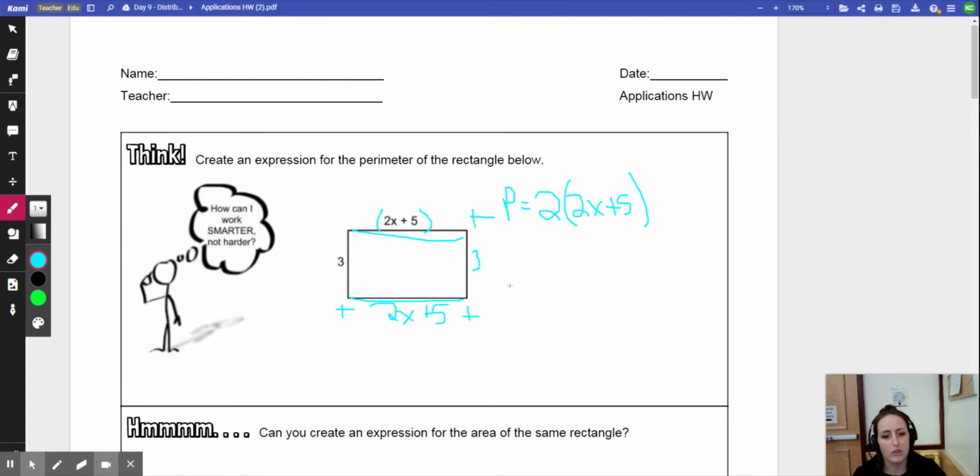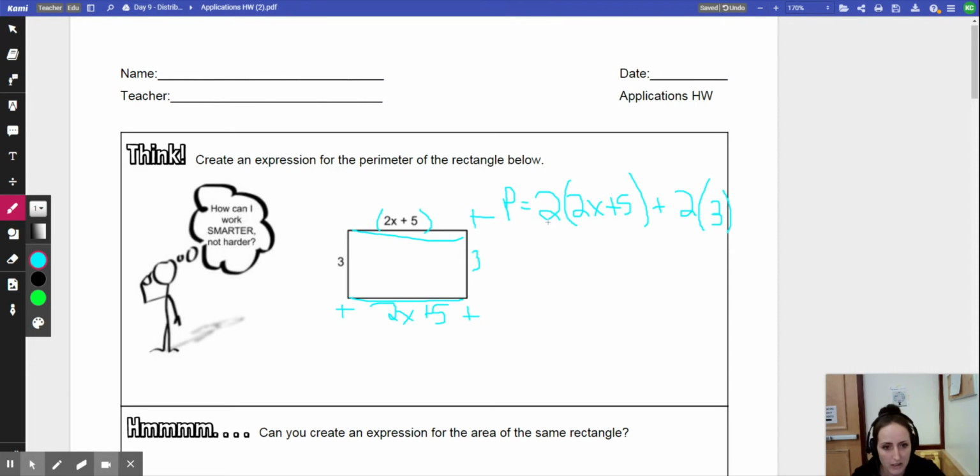Now I only have the 3's to worry about, which you can put plus 6, but just to get you used to using the distributive property, you can say you have 2 3's. So you're going to add 2 of your 3's. Then from here, you'll simplify. So pause the video, take a second, simplify, and then when you unpause the video, check your answer with mine.